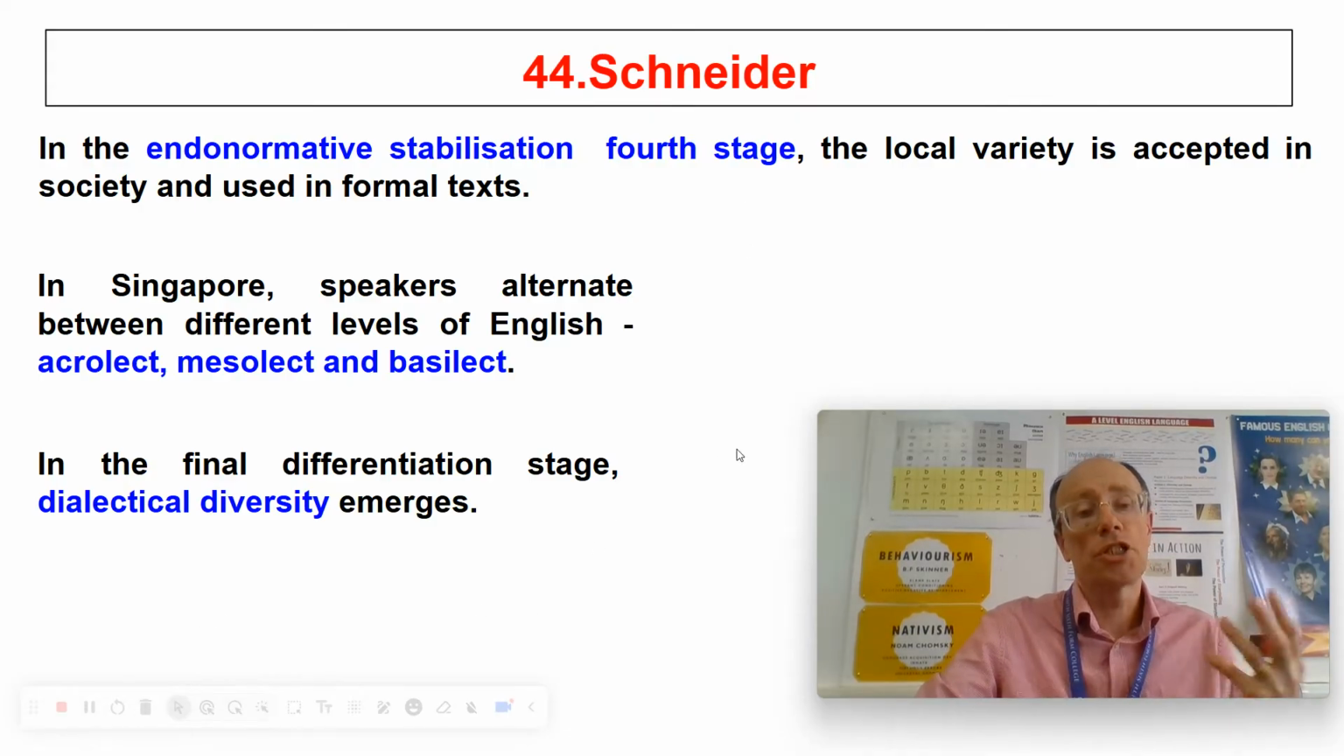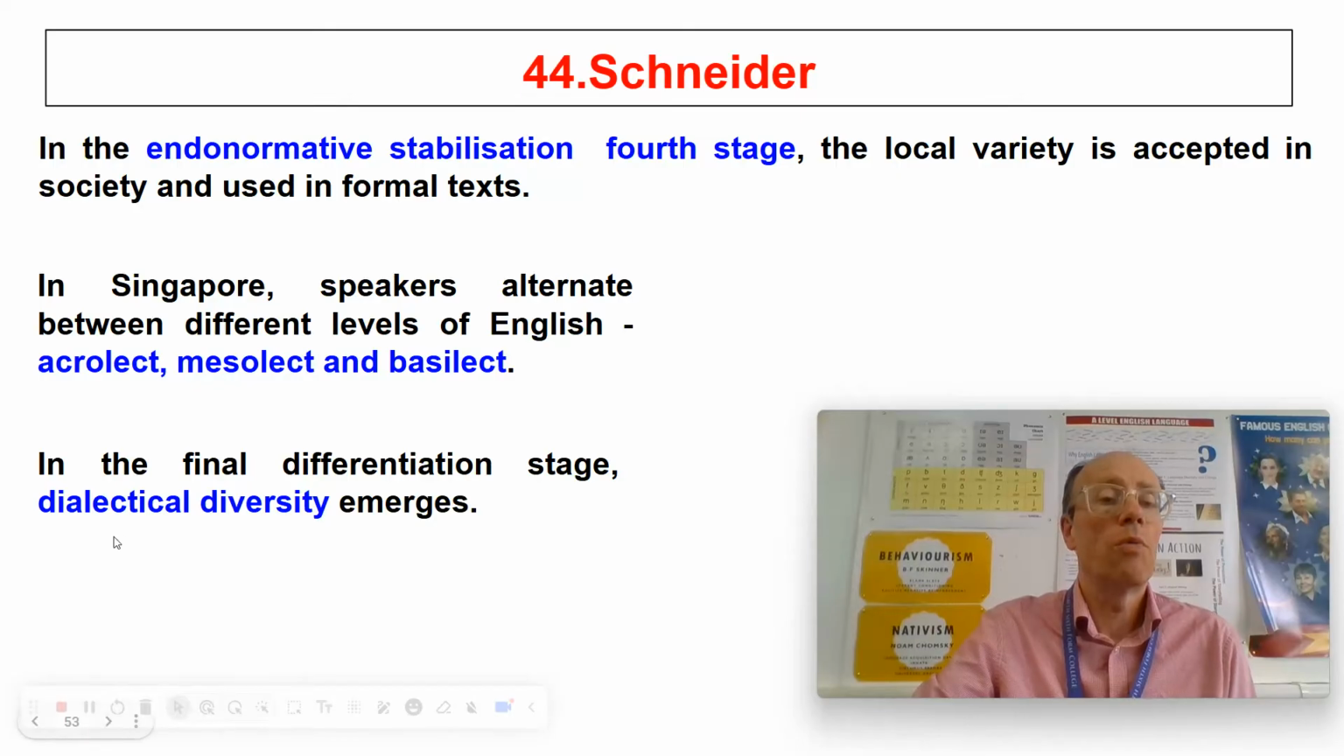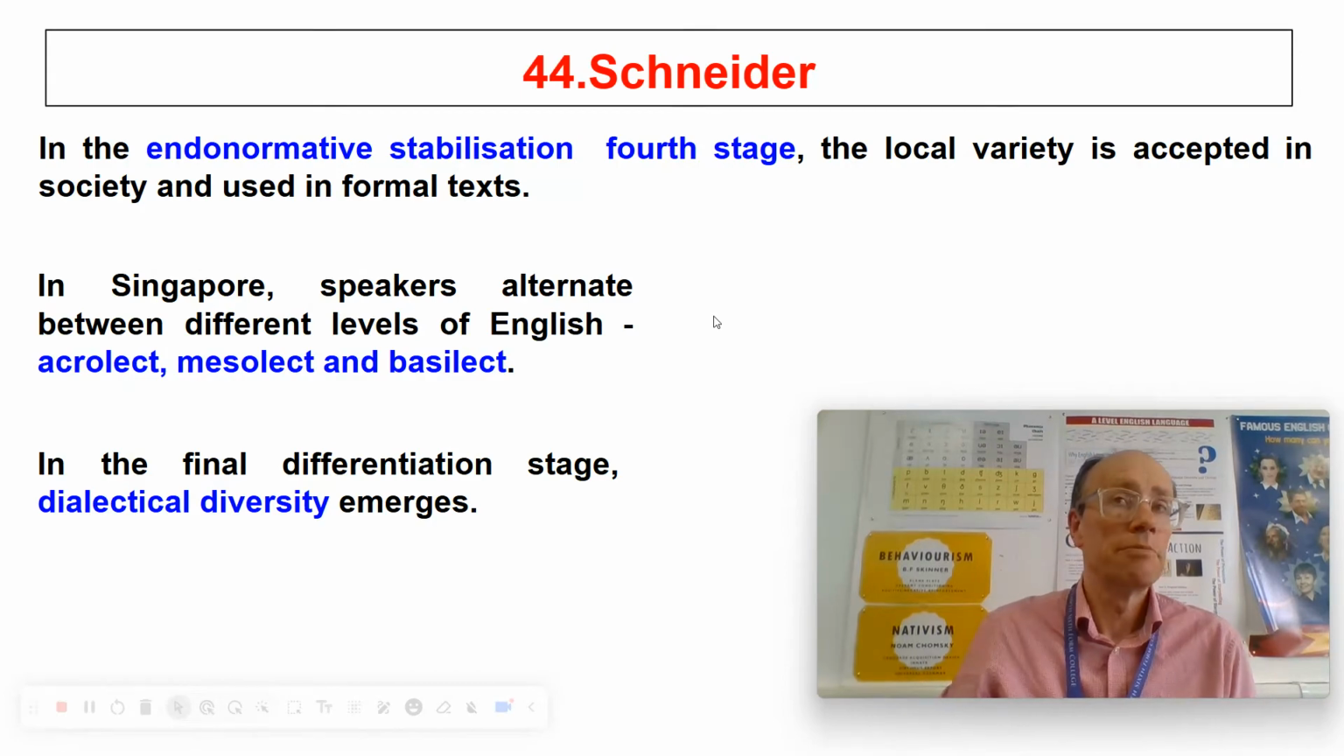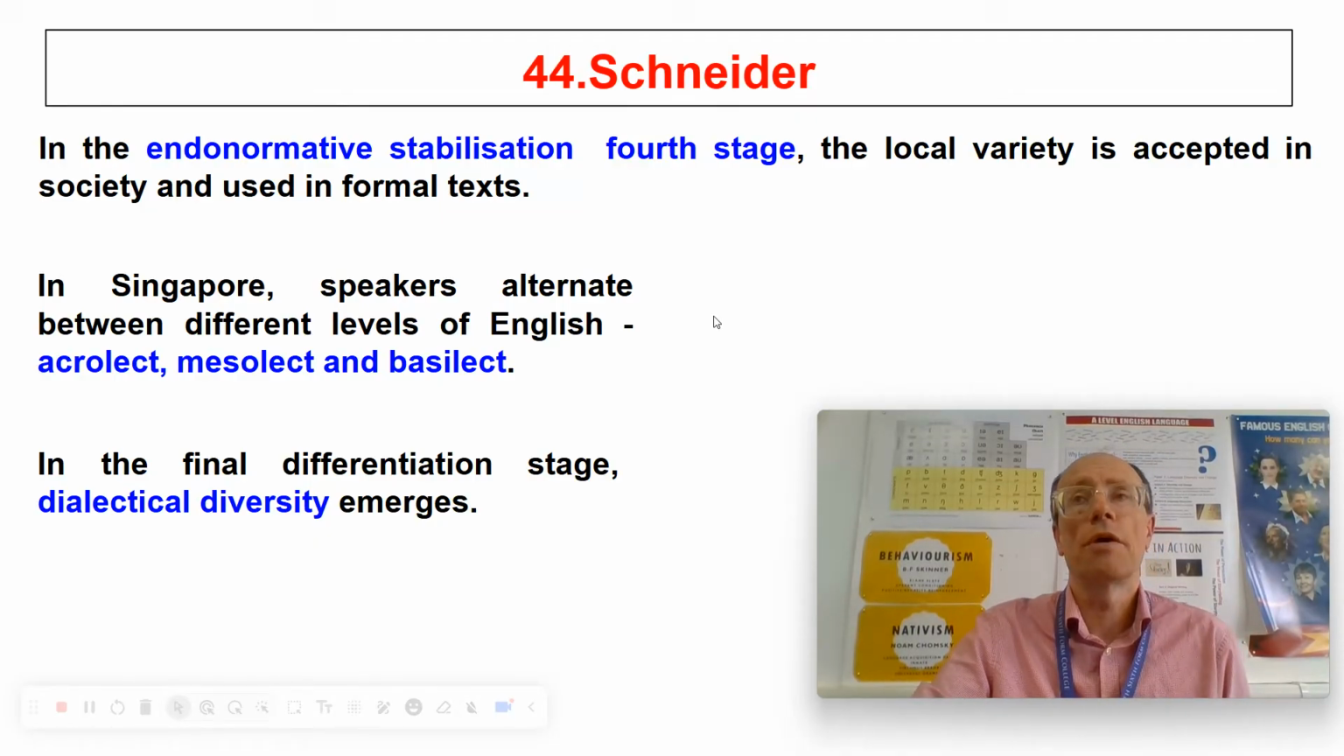And then according to Schneider, in the final stage, you've got differentiation, where you've got all sorts of dialectal diversity, so that even in a small state like Singapore, you've got different forms emerging in different parts of the country, because of course people want to show aspects of their identity through their language.